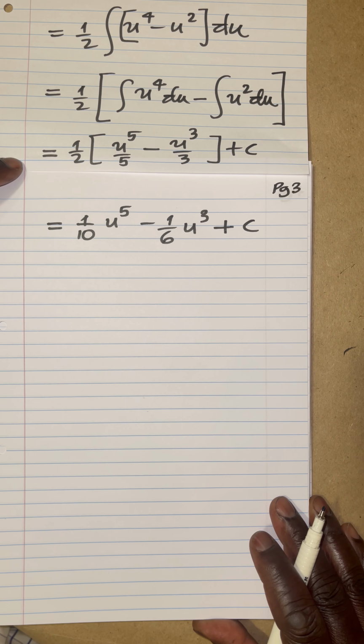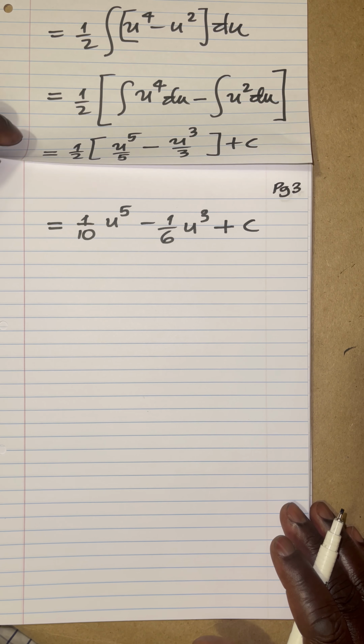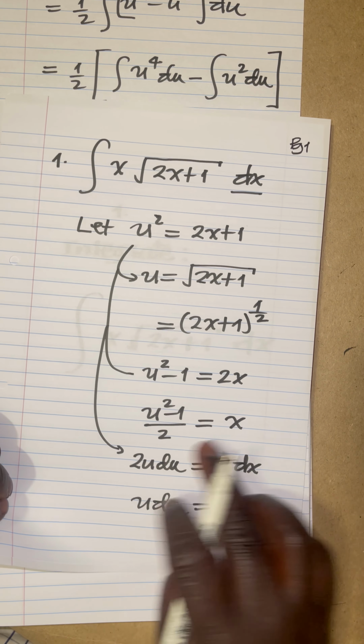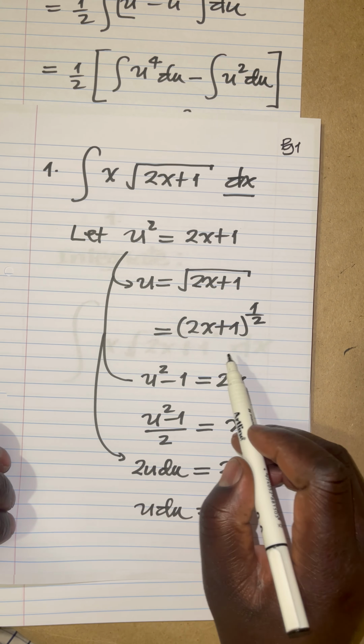That's what we have. Now we must get rid of u, go back to our original variable, which is x, and that's why we had to solve for x. We had to solve for u here. This expression is what must take the place of u, which is 2x plus 1 to the power half.